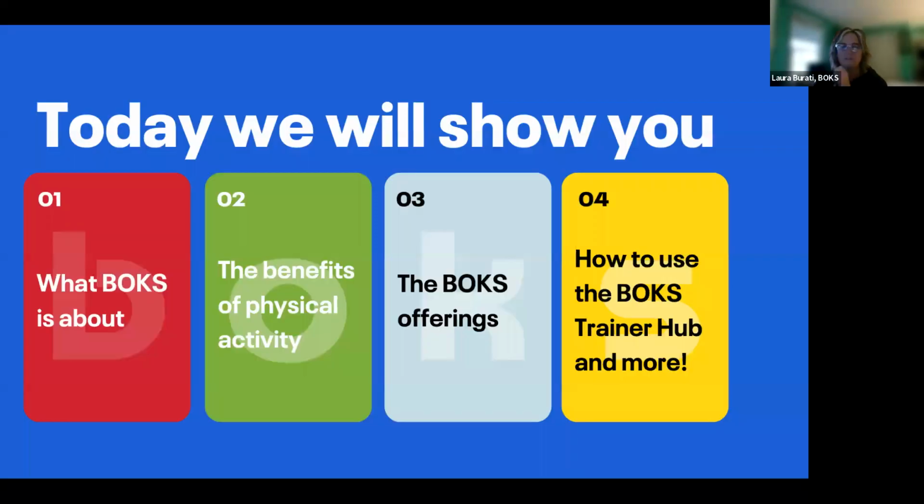Today, we're going to talk about what BOKS is all about, the benefits of physical activity, which you're all very aware of, but we'll touch on that very briefly. We do offer a lot of programming in different styles, but for today, we're going to focus on our in-classroom activities, since that is what you want to hear about. We'll also show you quickly what the Trainer Hub is. That's our password protected website where we hold all our resources, and we'll touch on that at the end of the presentation.